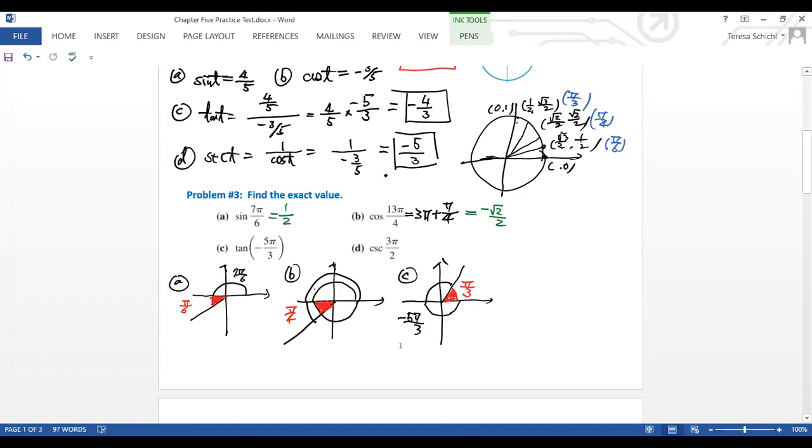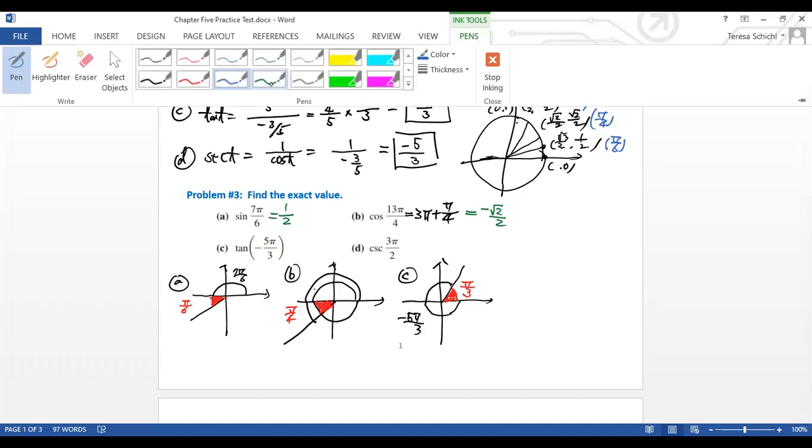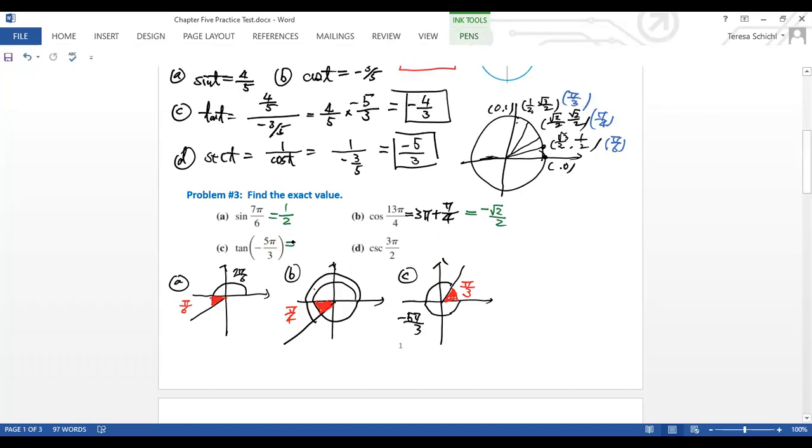Okay, so for pi over 3, you look for the tangent, right? So what is the tangent here? Tangent is sine over cosine. So for 5 pi over 3, y is equal to square root of 3 over 2, over x, which is 1/2. So what is here? Square root of 3, because it's in the first quadrant, both x and y are positive. Good.